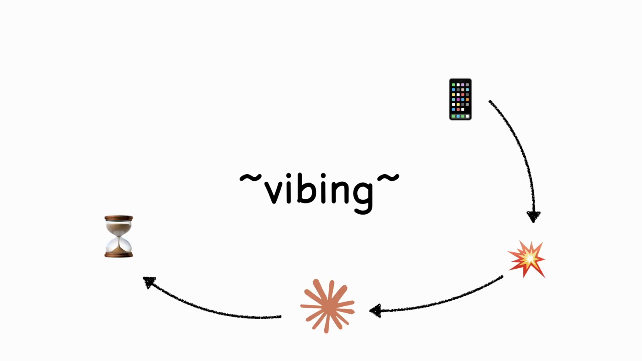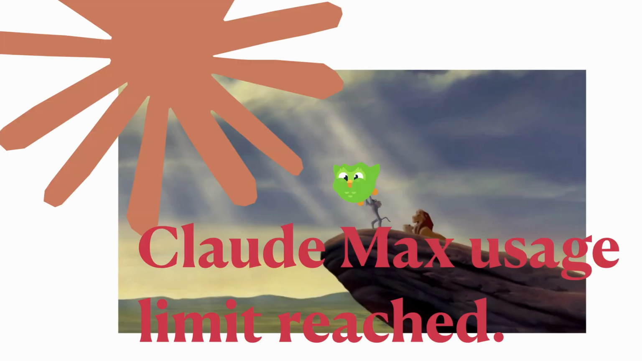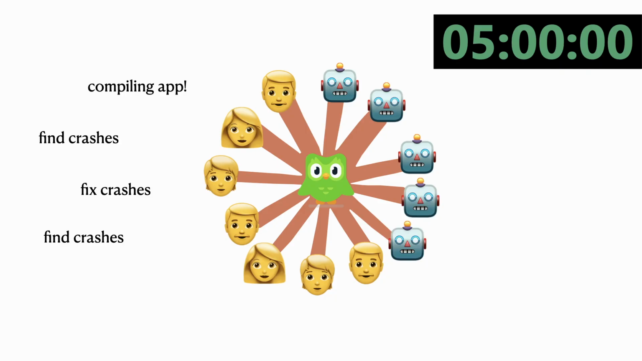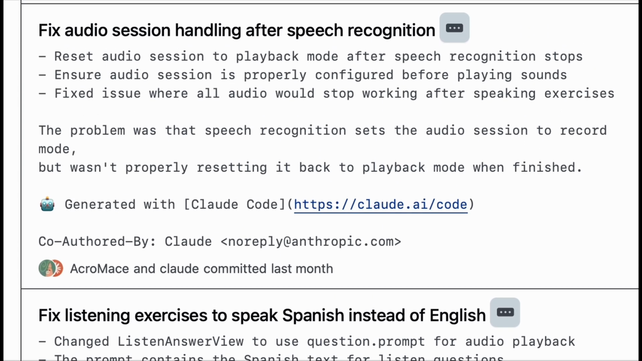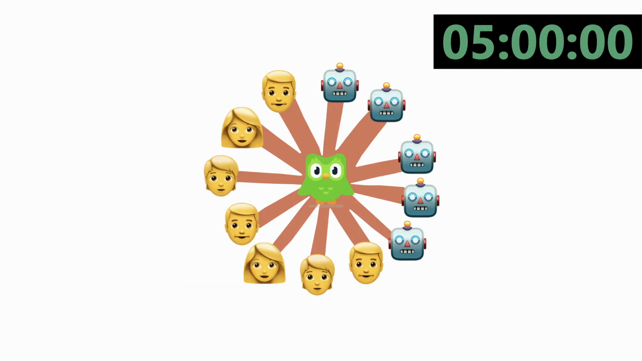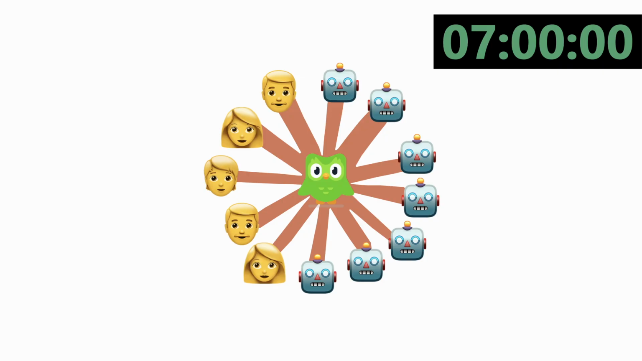The debugging loop was predictable. Test, find crash, describe the crash to Claude Code, wait for the fix, apply the fix, and find the new crash introduced by the fix. It's the circle of life but for software. Then I hit the Claude Max limit again. I did some UI fixes, bug fixes, and crash fixes from audio playback and hit the Claude Max limit once again. I kept fixing bugs and added support for reviewing mistakes.